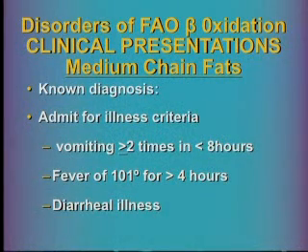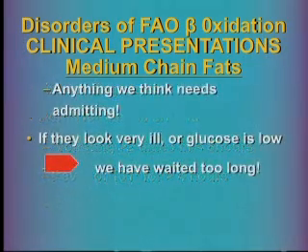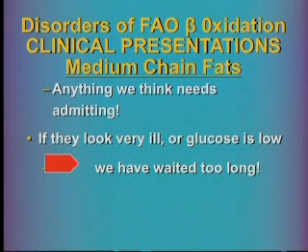So if it's a known diagnosis, we admit for our criteria, which is vomiting more than 2 times in less than 8 hours, fever, diarrheal illness, or anything we think needs admitting. Sometimes we just tell them to come in, especially if we know that they're a more serious form. And once again, if they look ill or if their glucose has already dropped, we've waited too long.